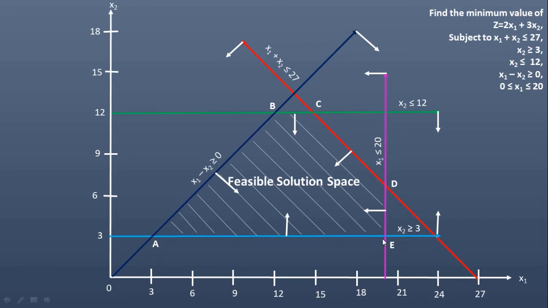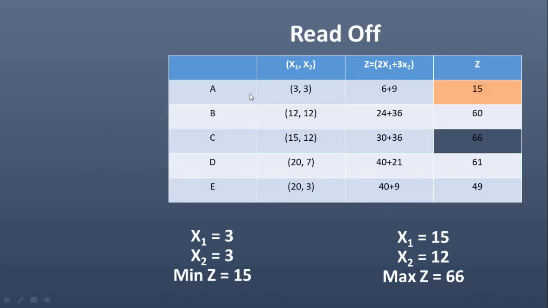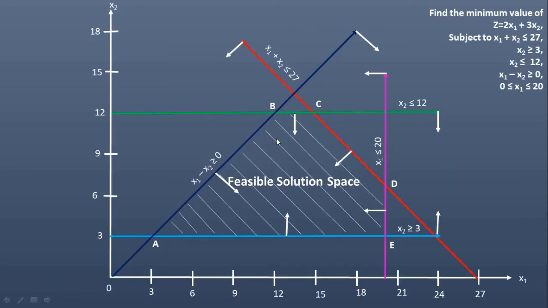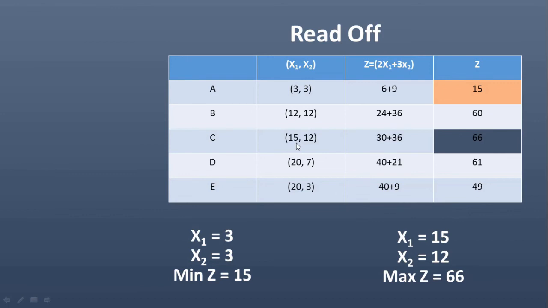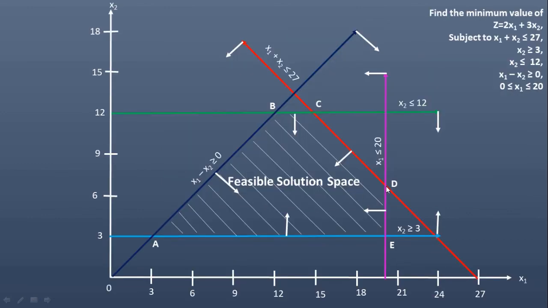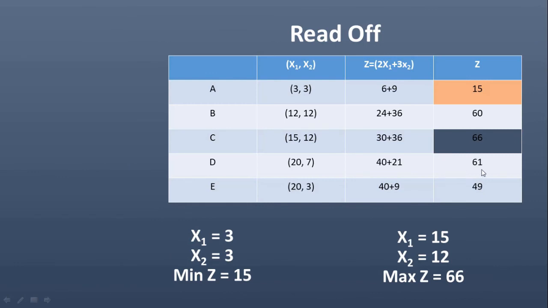Now let's calculate at points A, B, C, D, E what the coordinates and the Z value are. At A, the coordinates are (3, 3) and the Z value is 15. At B, the coordinates are (12, 12) and the value is 60. At C, it is (15, 12) and the value is 66. At D, it is (20, 7) and the value is 61. At E, it is (20, 3) and the Z value is 49.